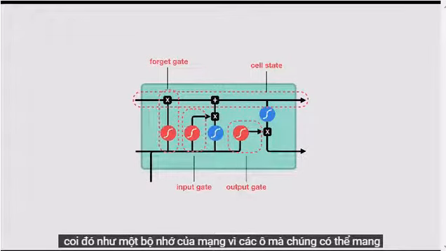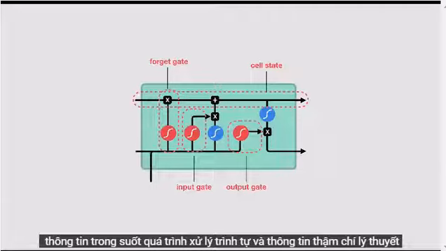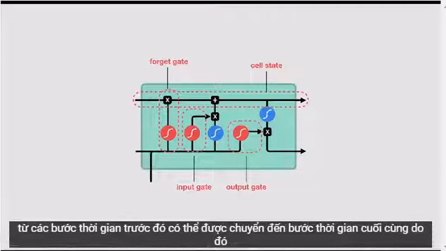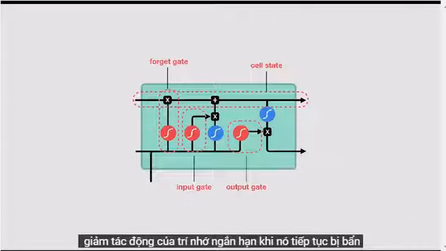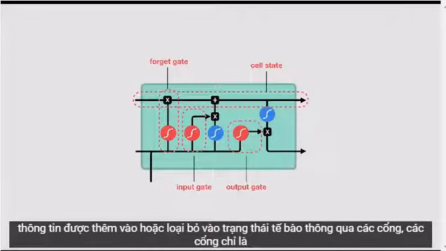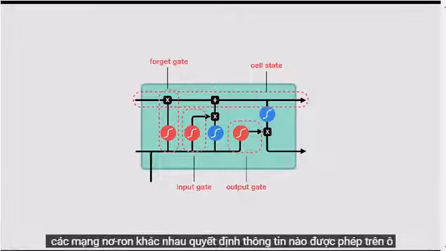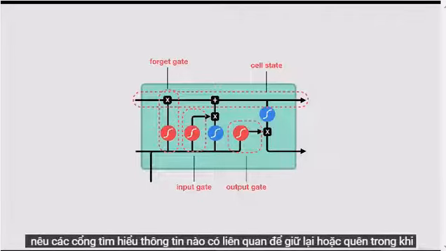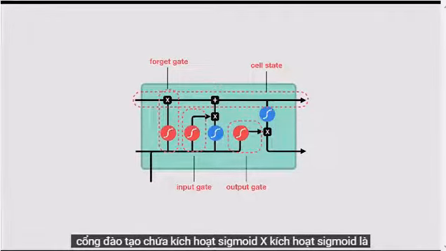Because the cell state can carry information throughout the sequence processing, in theory, even information from earlier time steps could be carried all the way to the last time step, thus reducing the effects of short-term memory. As it goes on its journey, information gets added or removed to the cell state via gates. The gates are just different neural networks that decide which information is allowed on the cell state. The gates learn what information is relevant to keep or forget during training.